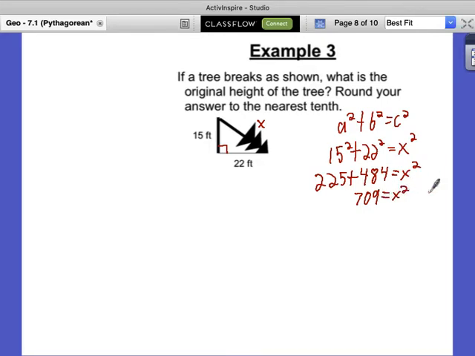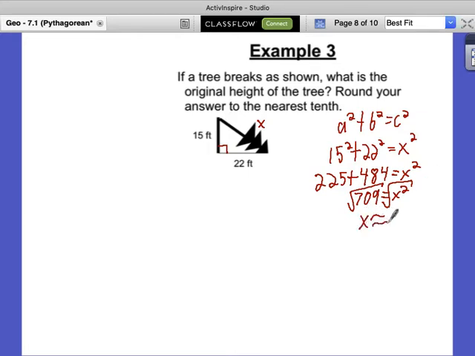Now what do I do to get x by itself? Square root. Square root of 709. Well, hey, wait. Do we have to simplify the radical, or can we just go to the nearest 10? It says nearest 10. So type this in the calculator and find what x is approximately to the nearest 10.